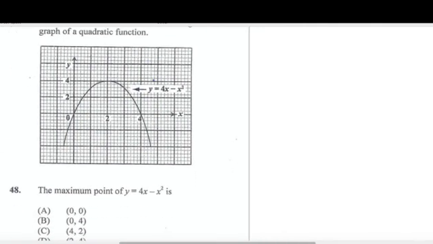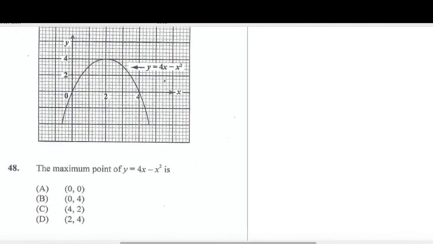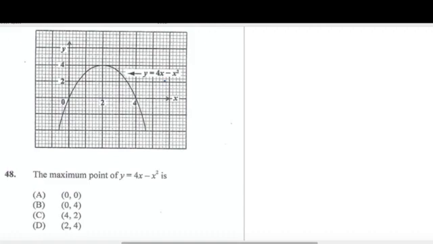48 refers to that quadratic equation here. The maximum point of this quadratic is this point, and this point is the point 2 on the x, 4 on the y. So it's the point 2, 4. The answer is D.